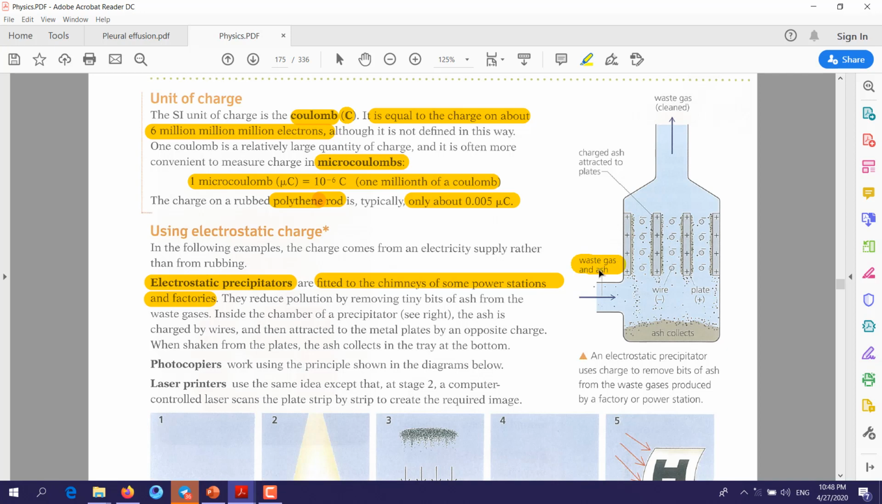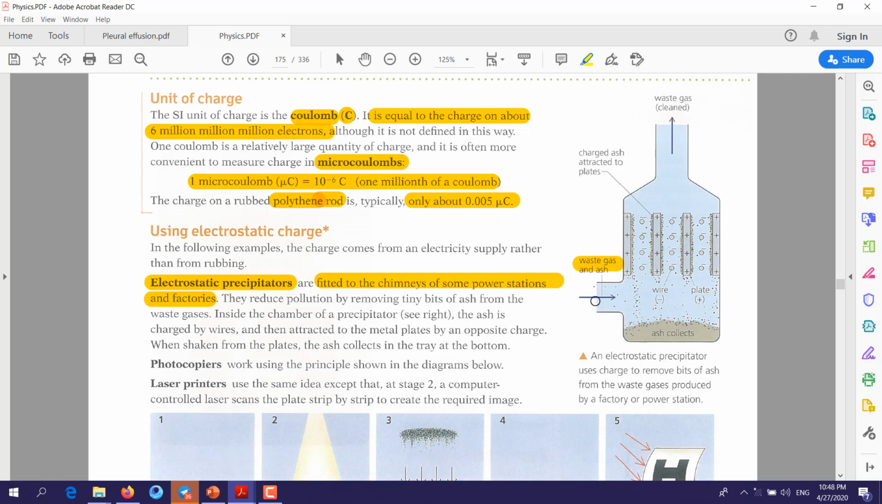Here, waste gas and ash. Here you will have a factory, and the factory will produce this gas and ash. If this gas and ash, especially the ash, goes to the atmosphere, it could be harmful. It will affect all living things. So how do we solve this problem?